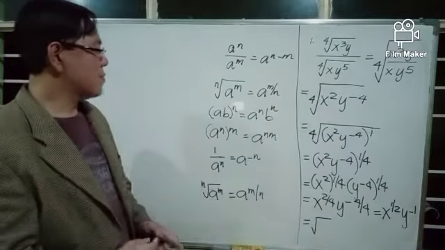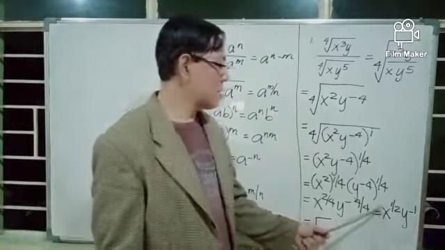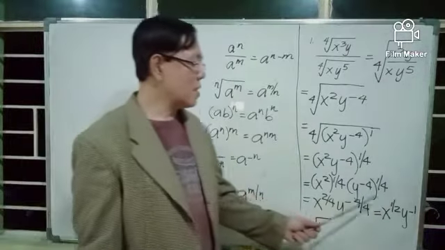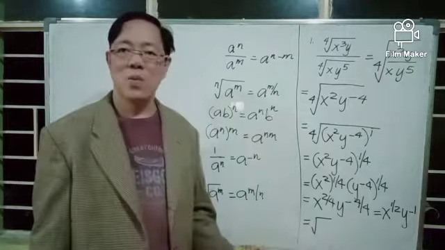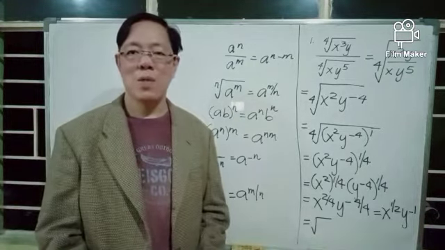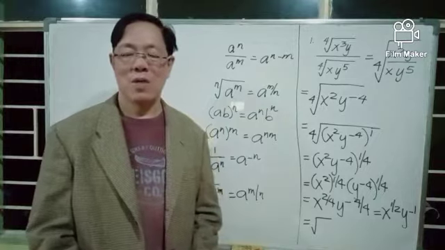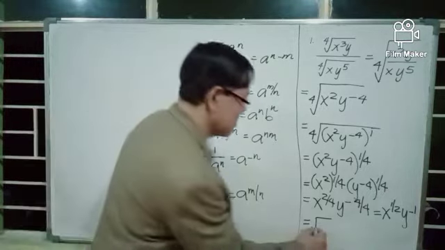Square root of a to the m. Our a is x and m is 1. So square root of x raised to 1, but if the exponent of the variable is 1, we no longer write the exponent 1. So x raised to 1, we simply write as x.